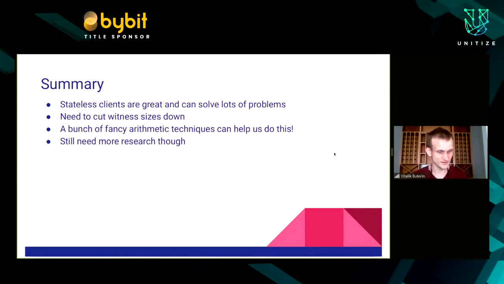They can work without needing a lot of power, a lot of disk space or a lot of disk access. And there's a bunch of fancy arithmetic techniques that allow us to cut these witness sizes down to the point where the extra data that stateless clients need to download is actually not that much. But still research and still a lot of refinement required. And this is something where we actively welcome more input and help from the academic research community. So thank you.